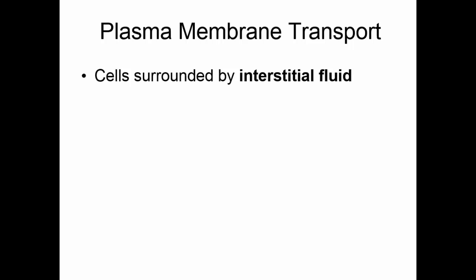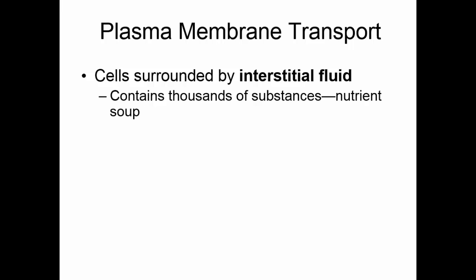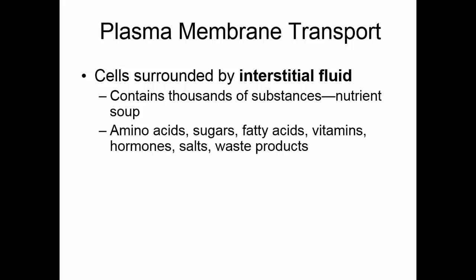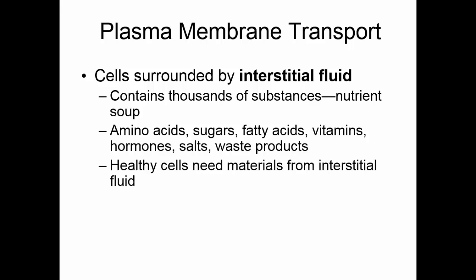Since the plasma membrane is our boundary between the inside and the outside of the cell, we have to be able to transport materials across the cell. Cells are surrounded by interstitial fluid, which contains thousands of substances. It's basically a nutrient soup. There are amino acids, sugars, fatty acids, vitamins, hormones, salts, and waste products out there in the interstitial fluid.